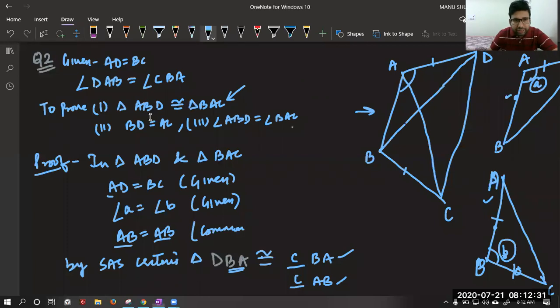So we have AD equal to BC. Where is AD? First and third. And we have BC at first and second. It is wrong. Here it is first and third. It is correct. Also we have angle A equal to angle B, which is actually A and B. So A and B are coming. So the correct name is DBA is congruent to CAB, not CBA.